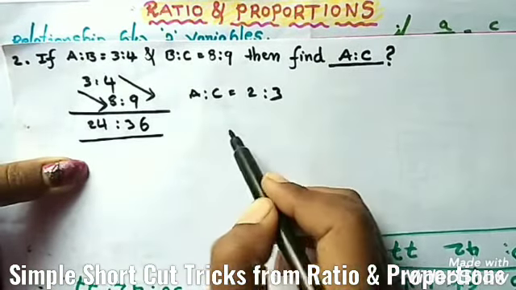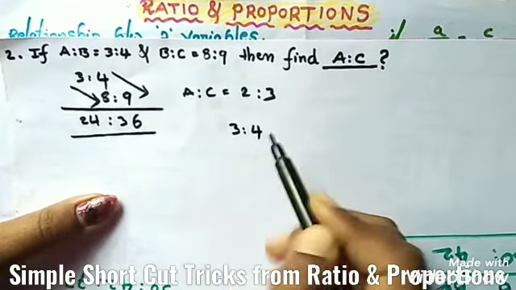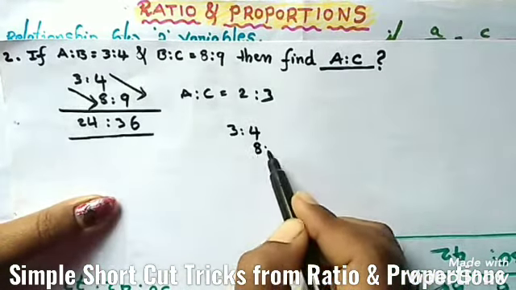Right. Now in the second shortcut method, here are the numbers 3 is to 4, again 8 is to 9.